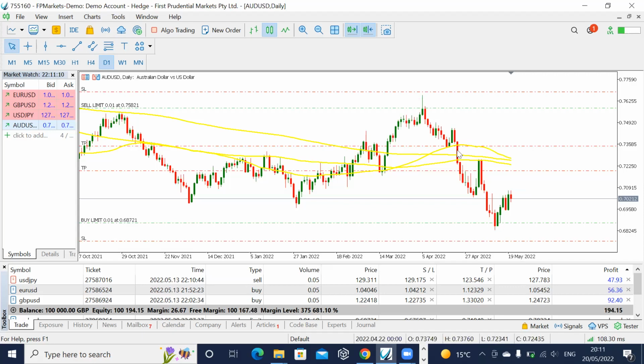Where it touches that moving average, I could actually use, when it comes there, that's 100 pips. We could do 16 pips there, risking 9 pounds, and then my target is there.